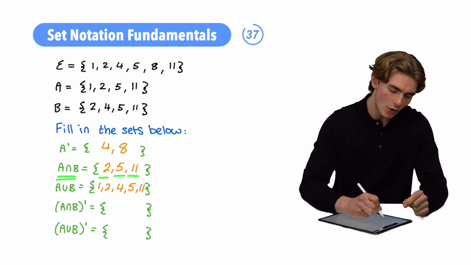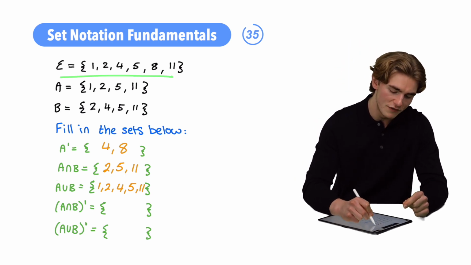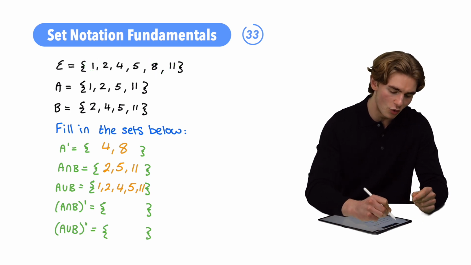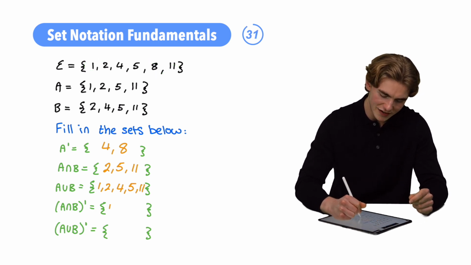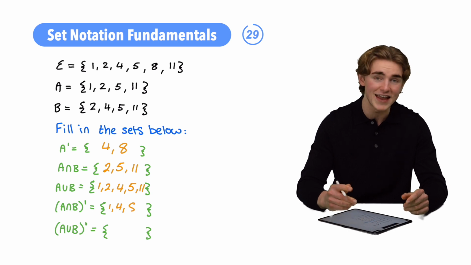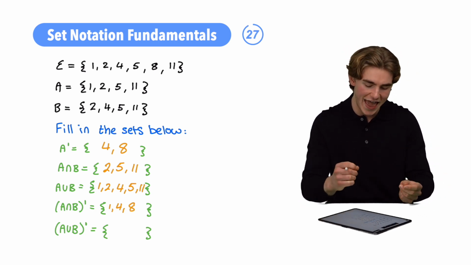What's that going to be then? Going back to our universal set, we're going to have all of the numbers in here which aren't 2, 5, or 11. What's it going to be? It's going to be 1, it's going to be 4, and it's going to be 8. They're going to be the only numbers which aren't in A and B.